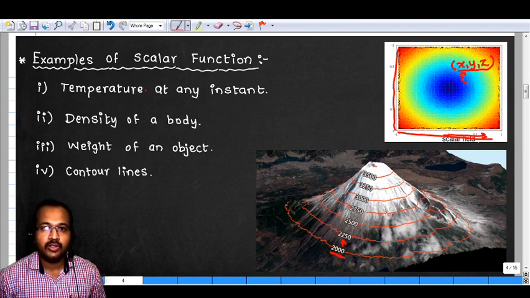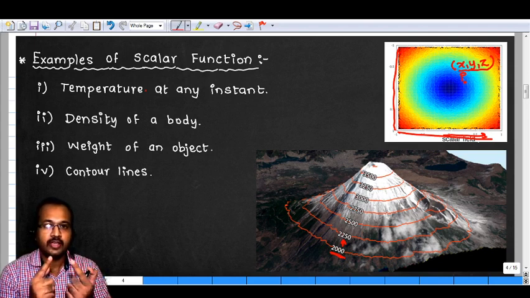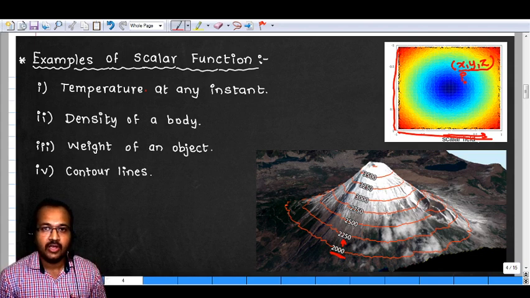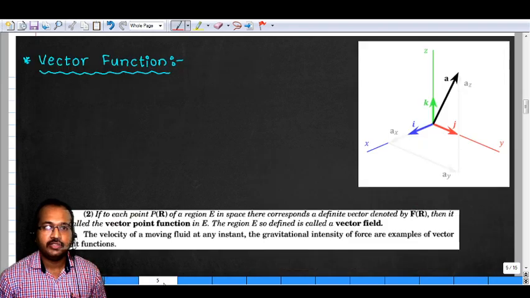And depending upon the relation between two contour lines, we can identify the distance or steepness of that mountain. So here, all scalar functions generally depend upon a simple variable set and there are no other rules involved in it. Now we move to the next, that is vector function.